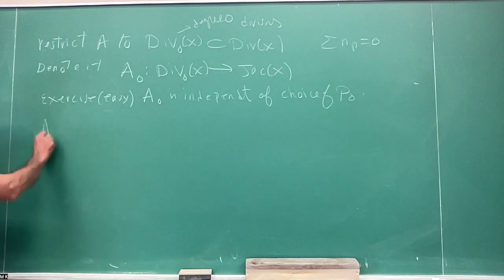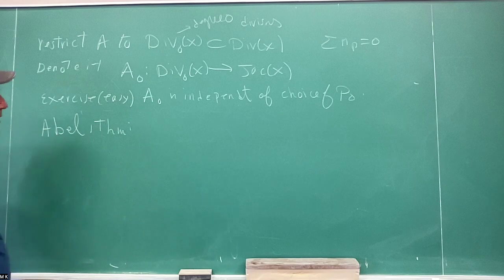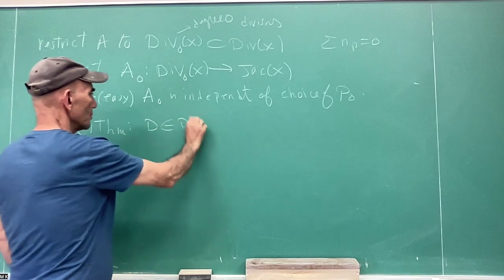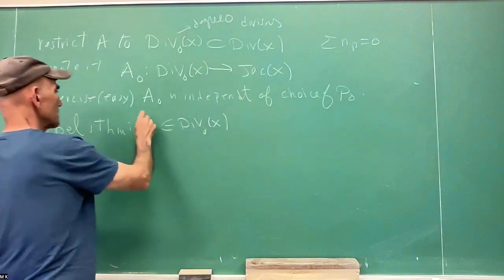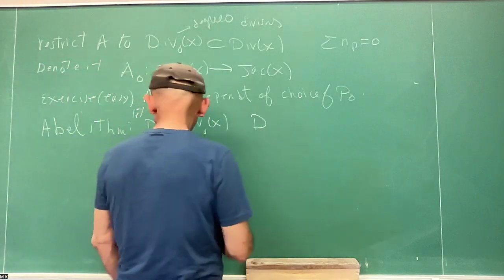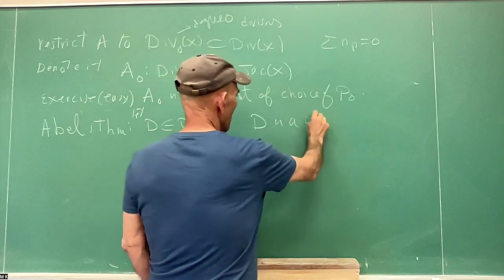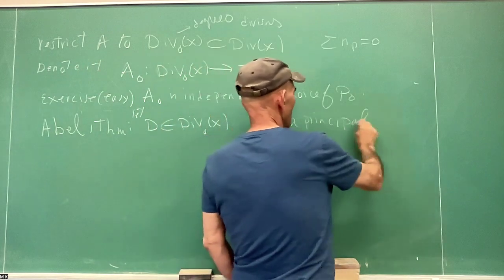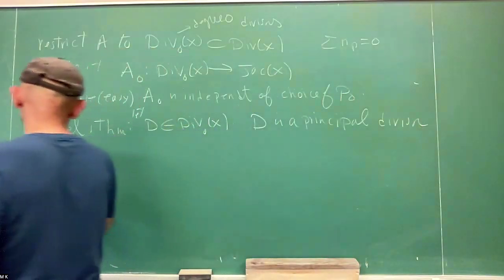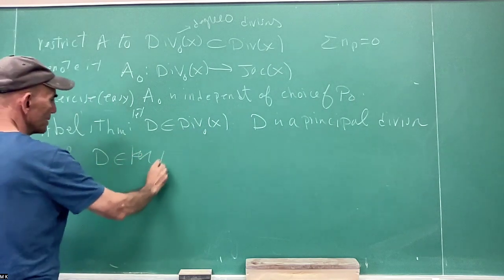Right, so Abel's theorem. Let D belong to Div0 of X. D is a principal divisor if and only if D belongs to the kernel of this Abel's map.